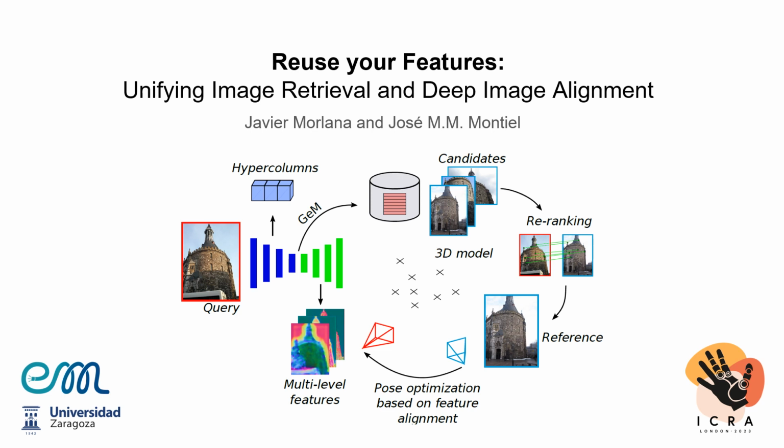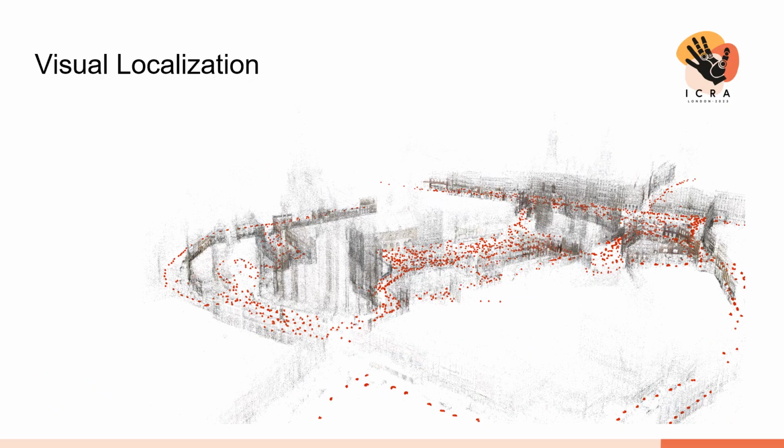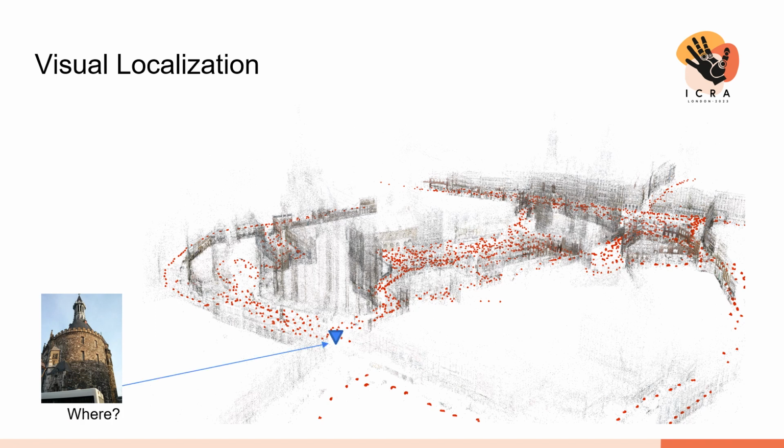Today I'm going to present my work, Reduce Your Features, Unifying Image Retrieval and Deep Image Alignment. Our goal is to solve the problem of visual localization. We have a 3D reconstruction of a database of keyframes, which includes a sparse 3D point cloud and the camera poses of the keyframes, which are also known as reference images. The goal is to estimate the camera pose of an unknown image, the query image, with respect to the 3D map.